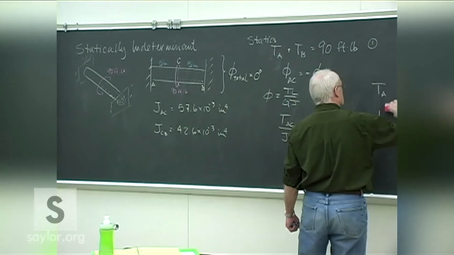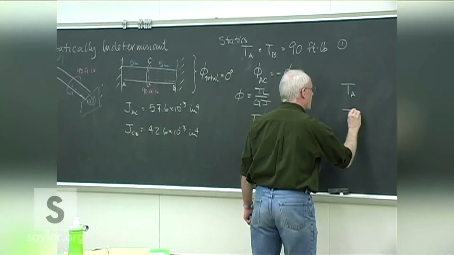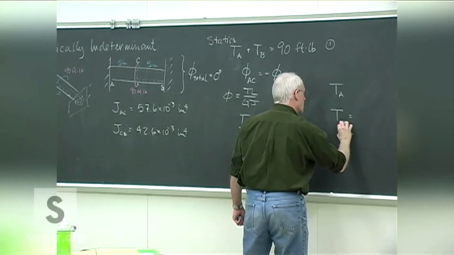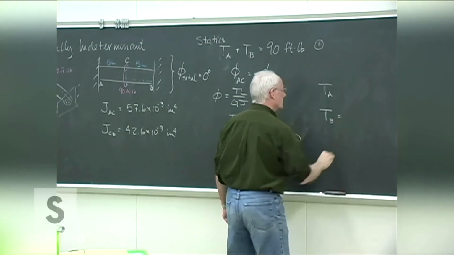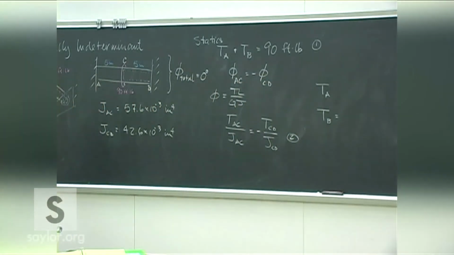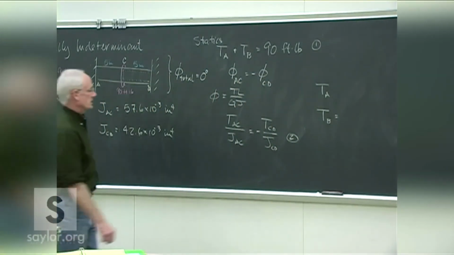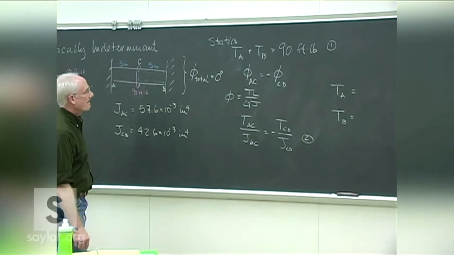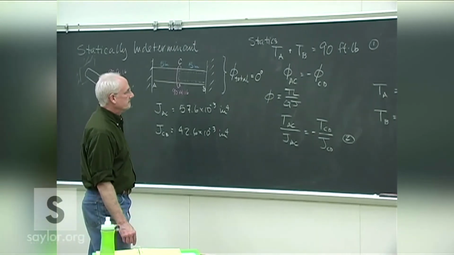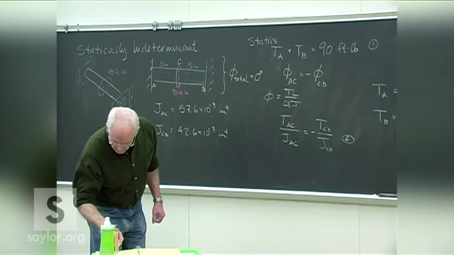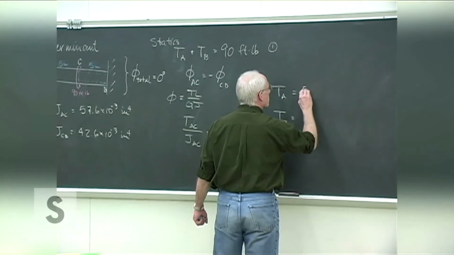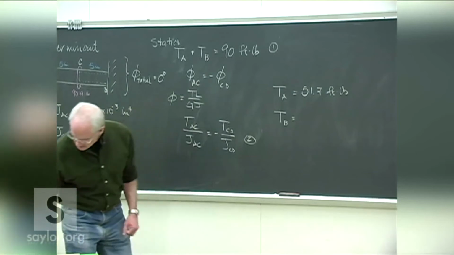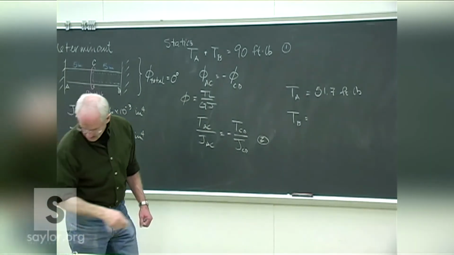Actually, it'd be the reaction, so it'd be the torsion at A and the torsion at B due to the applied load in the middle. And they should be in the same direction. You get 51.7 foot-pounds. Now it's just a simple ratio of the two, and 38.3.